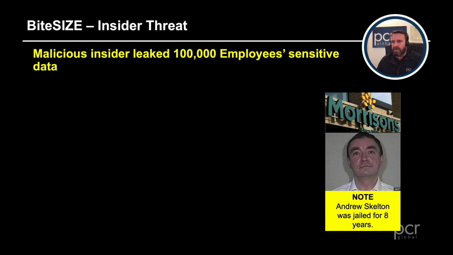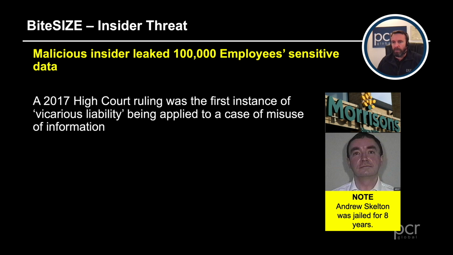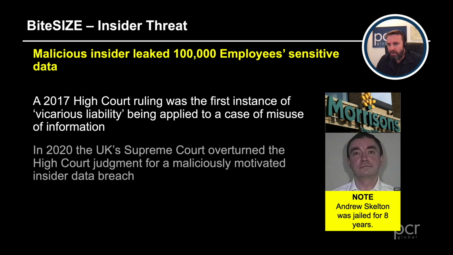We're going to look now at a case study. So this gentleman on the right hand side, Andrew Skelton, he was jailed for 8 years because he was the malicious insider who leaked employees' sensitive data. Well, employees, 100,000 of them. And in 2017, the High Court in the UK gave a ruling because it actually was the first instance of vicarious liability being applied to a case of misuse of information. So, as you see on your screen, Morrisons were going to be held vicariously liable.